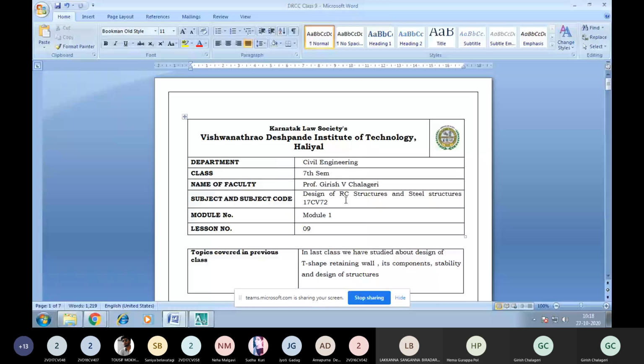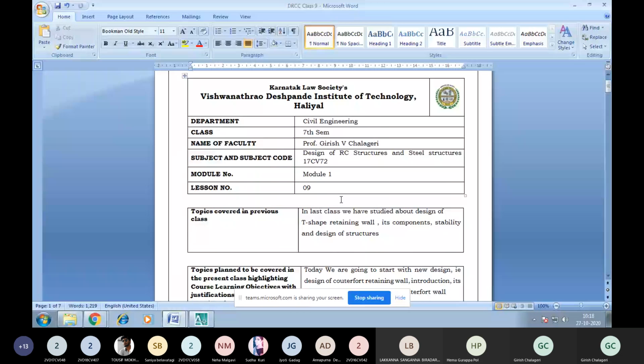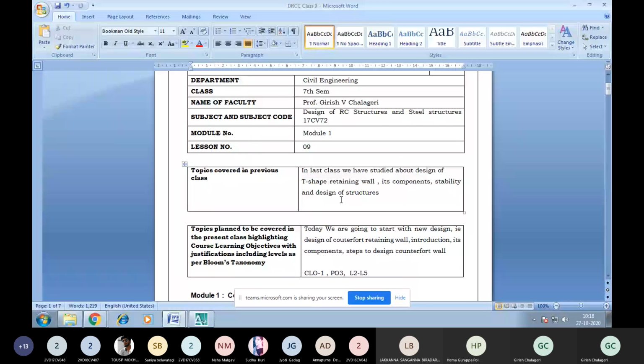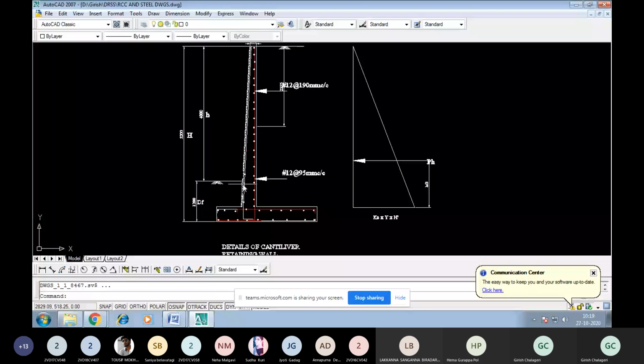In the previous class, we studied the design of retaining walls. We studied the kinds of retaining walls and when they are used. In that, we selected a T-shaped retaining wall and designed it. We found its components. Before designing, we checked its stability. Then we designed the individual components. Just to have a glance over this retaining wall, we can see here a retaining wall was designed where three components were there: stem, heel slab, and toe slab.